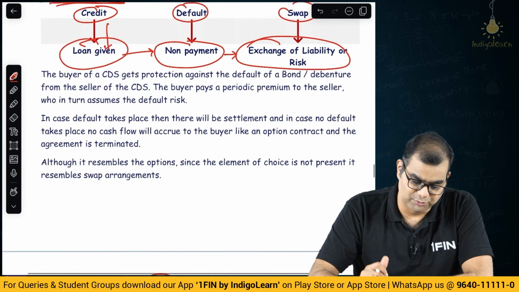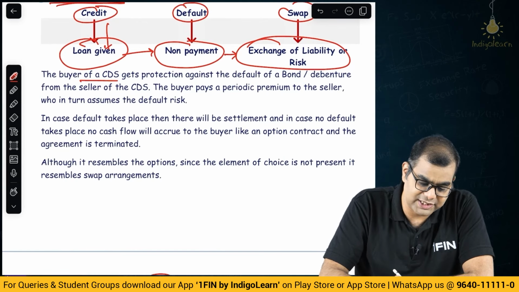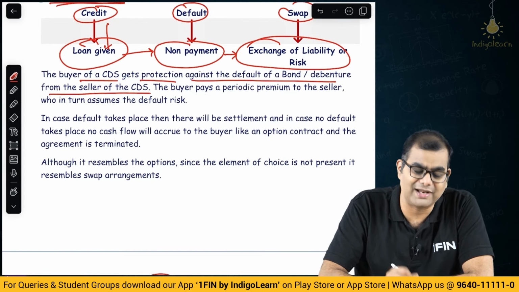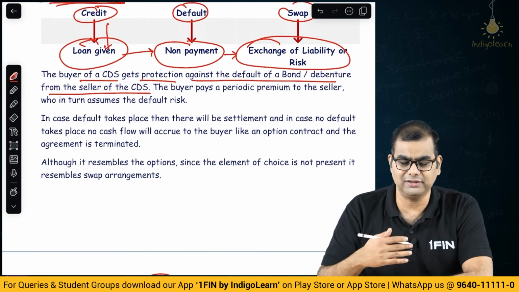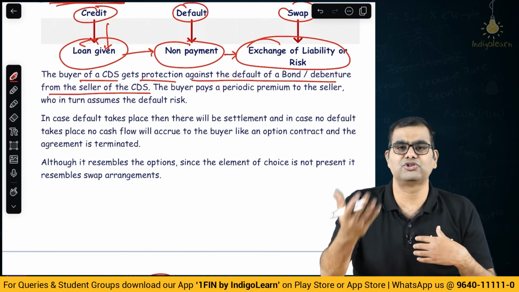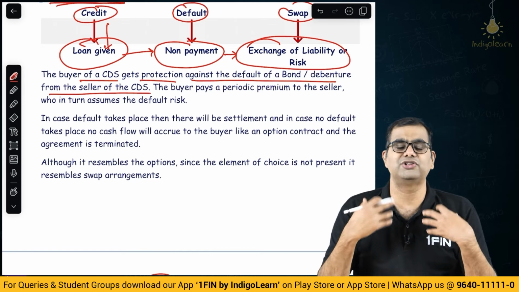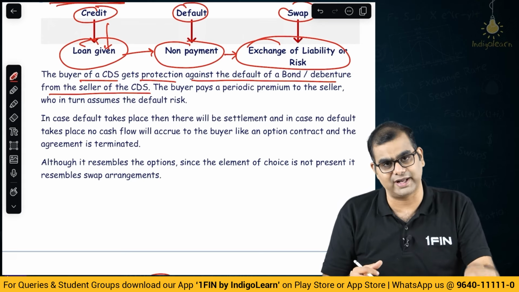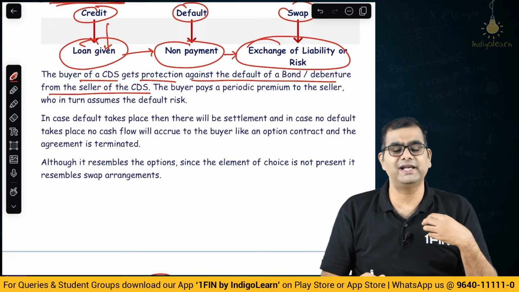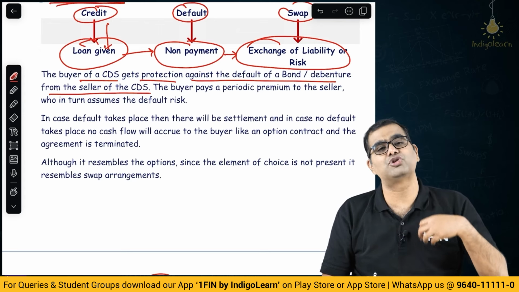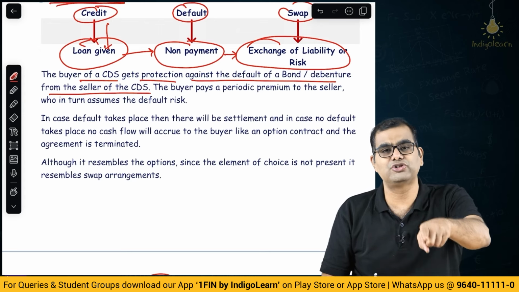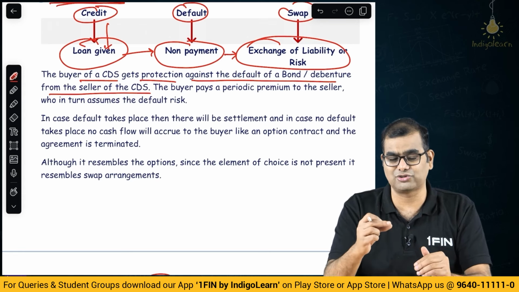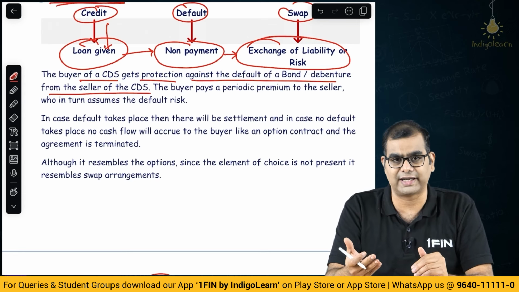Okay, let us move further. The buyer of a CDS gets protection against the default of a bond or a debenture from the seller of the CDS. So, I am an insurance buyer, you are an insurance seller. Insurance seller is protecting the insurance buyer. Insurance buyer is who? Someone who has already purchased a bond of RIL. So, I purchased a bond of RIL, I am scared RIL will go bankrupt, so I will buy a CDS. You are an insurance provider and this is not a normal insurance company, okay. I am just using the word insurance to help you understand that this is kind of an insurance contract, okay.